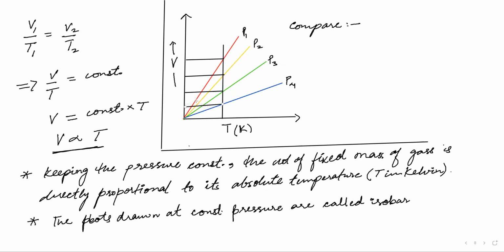Now tell me. Arey, what happened? How are you saying P4 is highest? The volume here is less than the above. We know P is equal to 1 by V, right? So if the volume is less, then the pressure is high. So P4 has the highest pressure, and P1 has the lowest. Okay, fine.